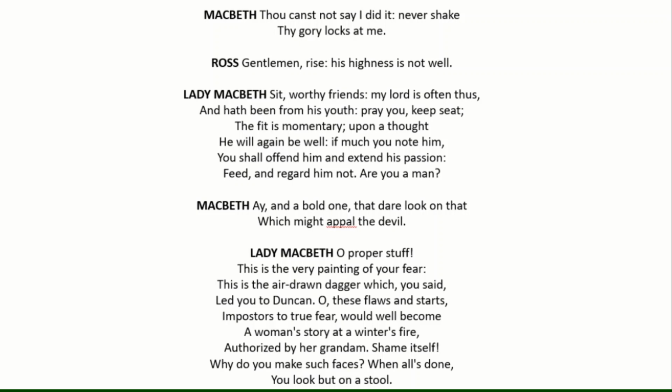Thou canst not say I did it, never shake thy gory locks at me. Gentleman, rise, his highness is not well.